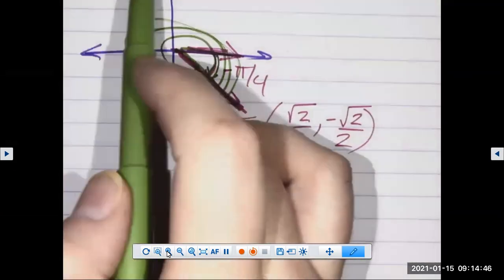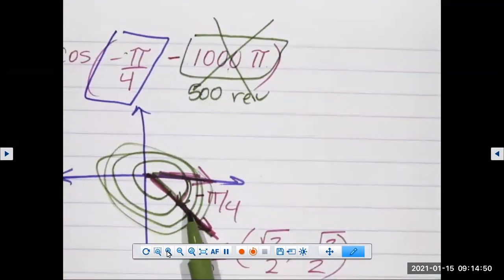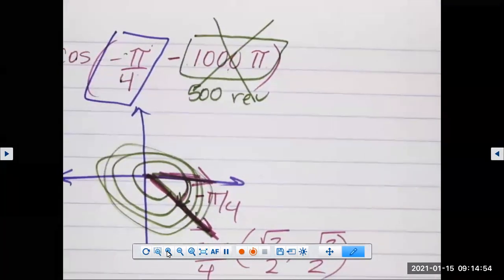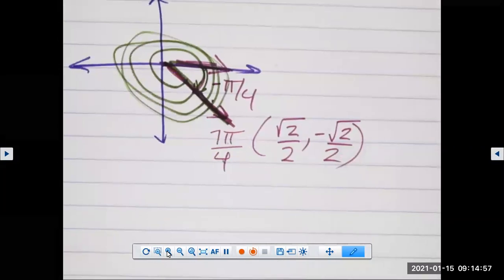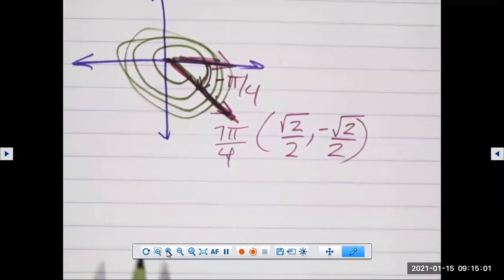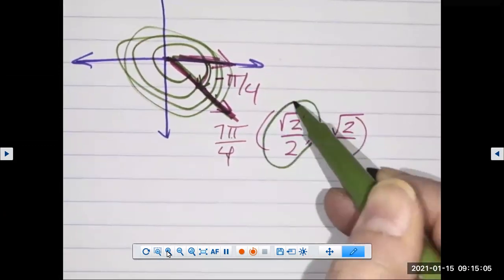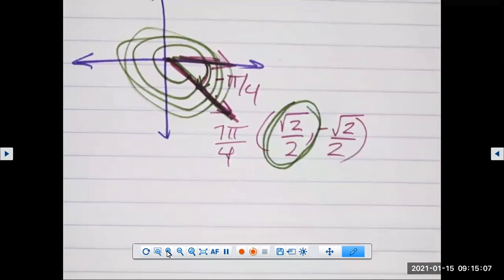But cosine, so now that I figured out this is just going to bring me back around to the same angle, all you're telling me is what the cosine of -pi/4 or 7pi/4 is. What's your x value? So the cosine of -pi/4 minus 1,000 pi is √2/2.